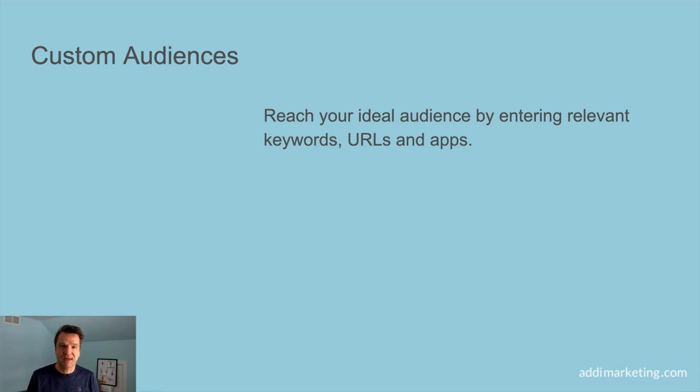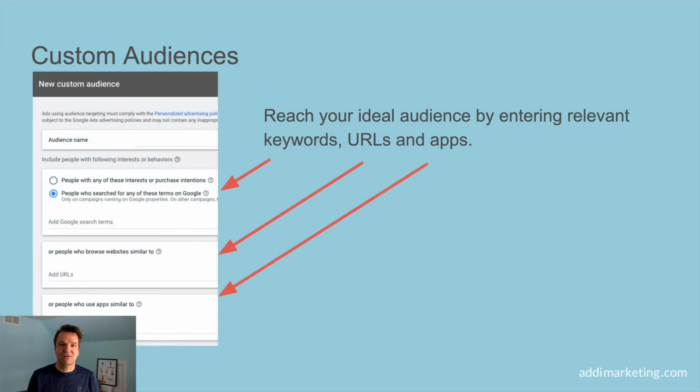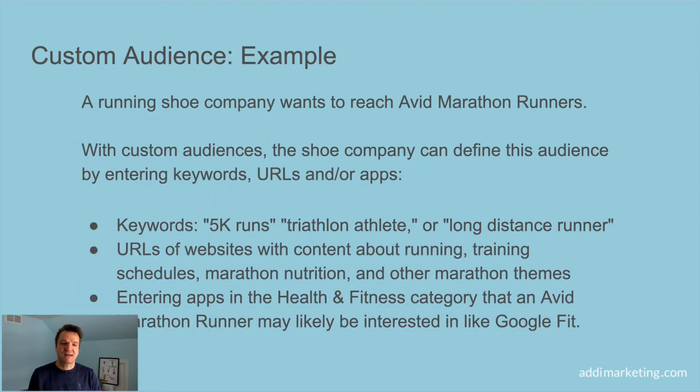Custom audiences bring the power of keyword search into scaling and reinforce it with additional signals like URLs and apps. It requires additional research to understand those parameters of your ideal customers and add them into the settings. An example: a running shoe company wants to reach avid marathon runners, which is a fairly narrow niche of shoe buyers. They decide to use custom audiences. After doing research, they come up with keywords like triathlon athlete, highly specific websites about marathon nutrition, and so on, and similarly with apps. And that's how a custom audience is built.